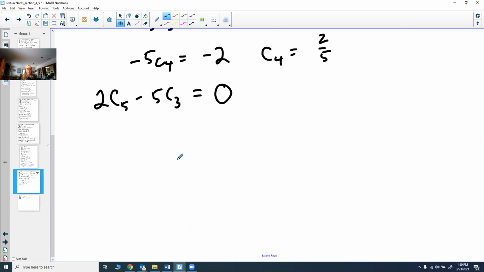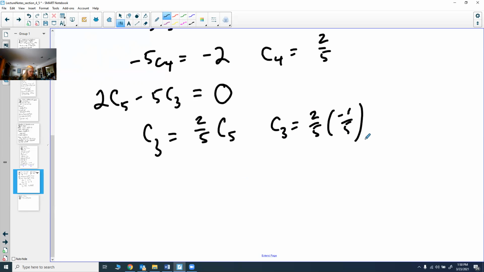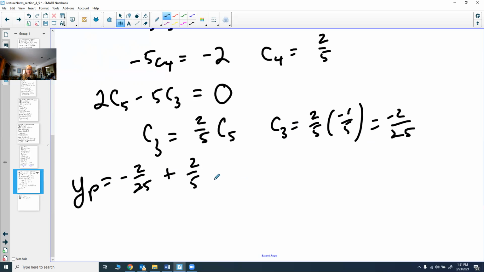So c3 is 2/5 c5, but we know c5 is negative 1/5. So c3 is 1/5 times 2/5 times negative 1/5, so we get that that one is negative 2/25. So we now know what the y sub p is. y sub p was c3, which is negative 2/25, plus c4, which is 2/5 x, plus c5, which was negative 1/5, so let's make this a negative 1/5 times x squared.